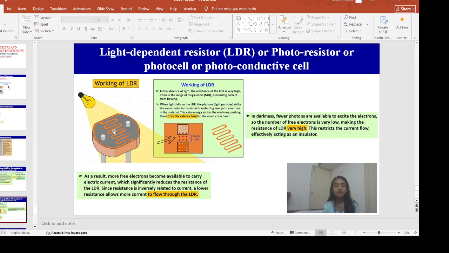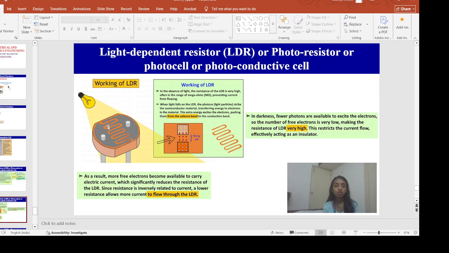Okay, so in the absence of light, the resistance of this semiconductor material, or the resistance of this LDR device, is very high, often in the range of megohms. So there won't be any current flowing through the device.